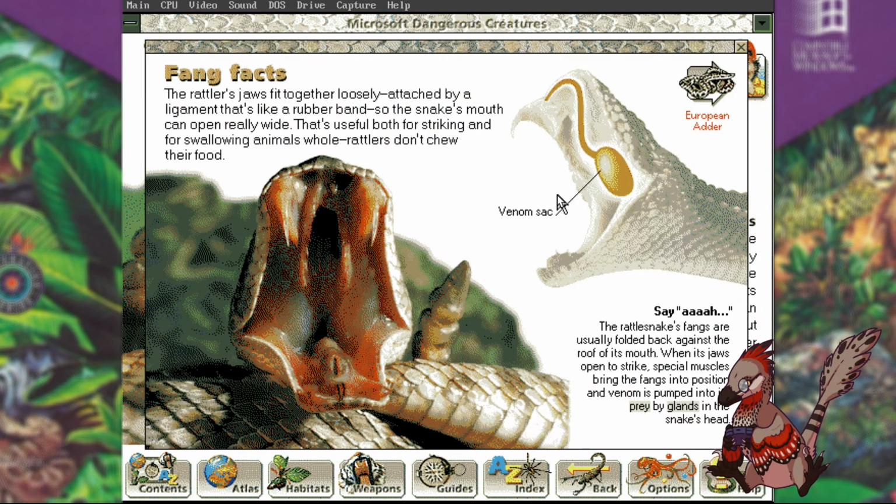With a mouth that can stretch wide and specialized fangs for pumping venom, the rattlesnake is well equipped.